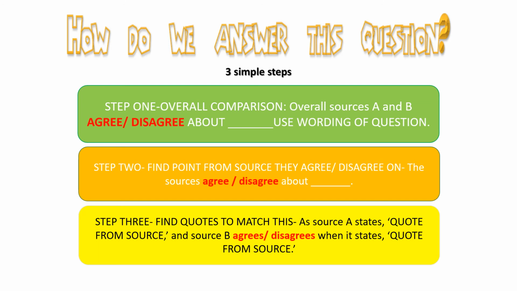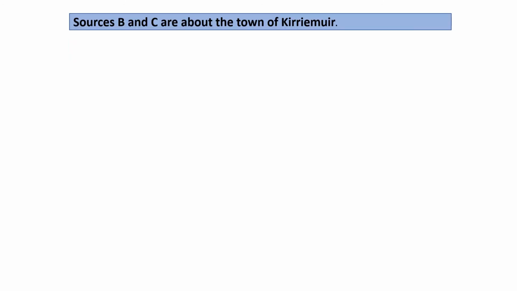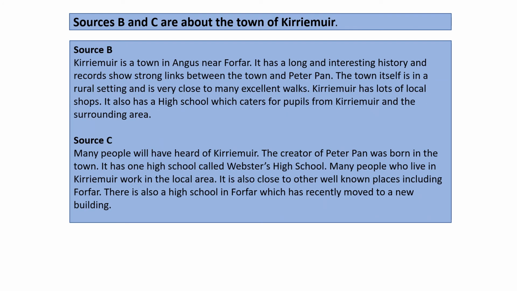So we'll go over an example here. Sources B and C are about the town of Kirriemuir. So you've got source B here. Kirriemuir is a town in Angus near Forfar. It has a long and interesting history, and records show strong links between the town and Peter Pan. The town itself is in a rural setting and is very close to many excellent walks. Kirriemuir has lots of local shops. It also has a high school which caters for pupils from Kirriemuir and the surrounding area. Then we have source C.